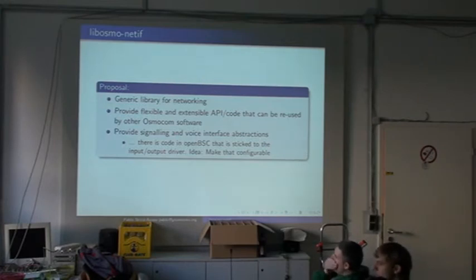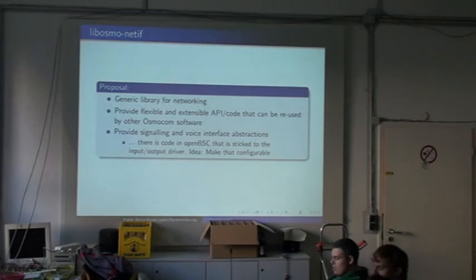So basically the idea, after having done this work, for the new library libosmo-netif is to provide a generic library for networking in general, not only focused on the A-bis interface. There is plenty of code in the Osmocom project that requires, for example, opening a socket or sending some information over some sort of interface, and instead of replicating that code over and over again, for example, Holger showed just 10 minutes, 20 minutes ago that he was defining some UDP socket layer in the cell manager in the next generation. But instead of defining and implementing that code over and over again, the point is to provide a flexible API that can be extended easily without breaking backward compatibility and the binary interface, and also provide signaling and voice interface abstraction.